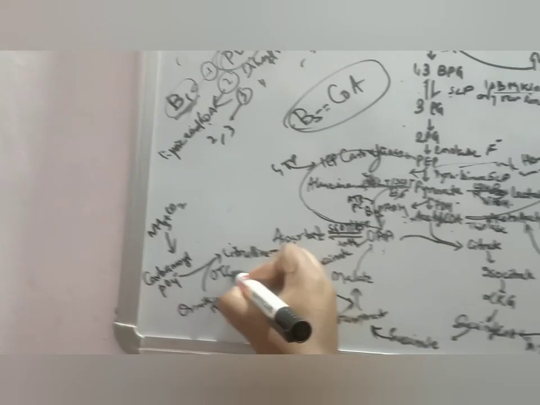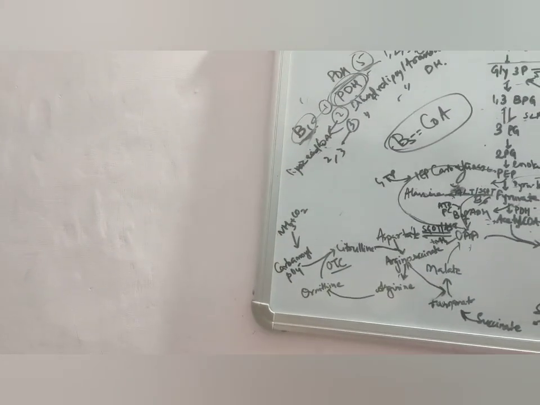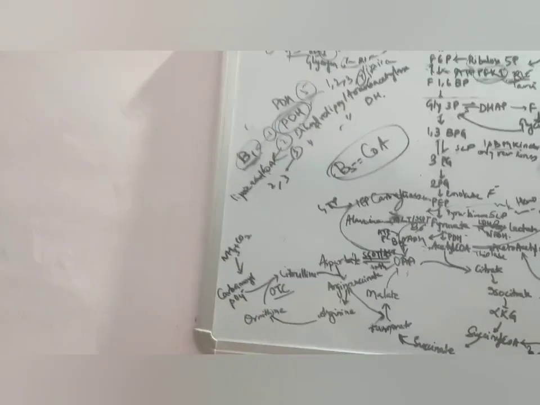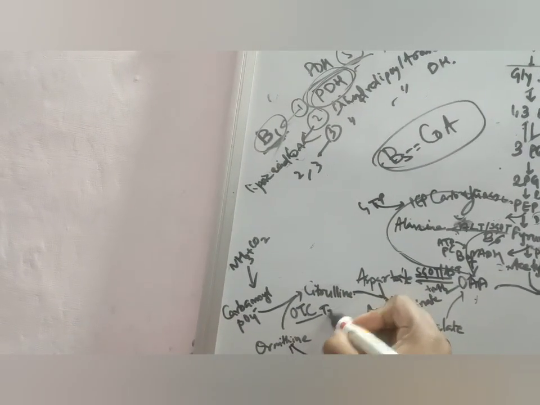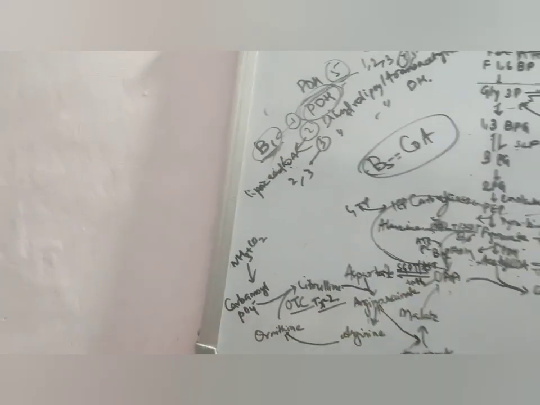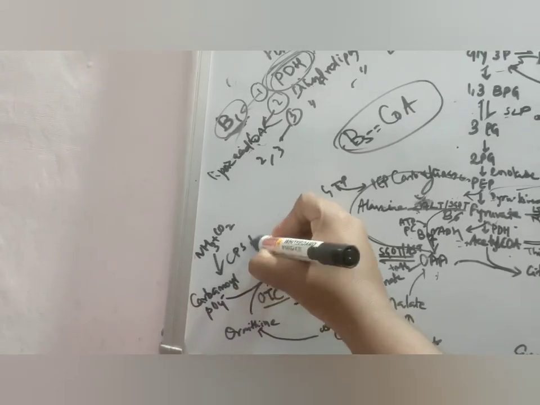So what is the question here? The question here is from ornithine to citrulline. The enzyme is ornithine transcarbamoylase. OTC is the enzyme, and OTC defect is the most common deficiency. And this is known as which type? Type 2 hyperammonemia. OTC defect is known as type 2 hyperammonemia. Okay, then what is type 1 hyperammonemia? Type 1 hyperammonemia is CPS1.